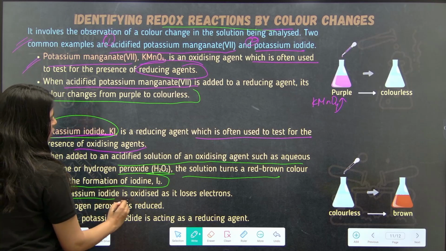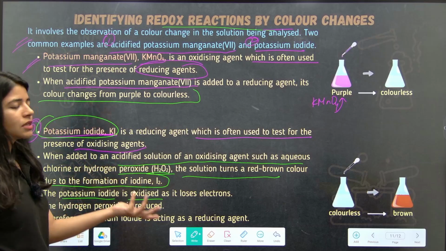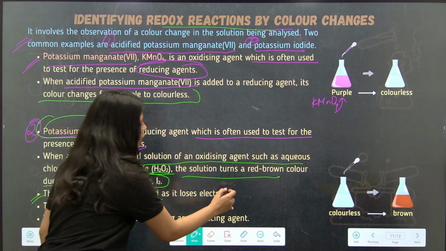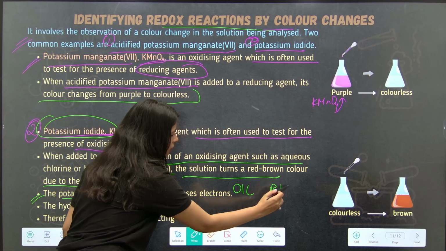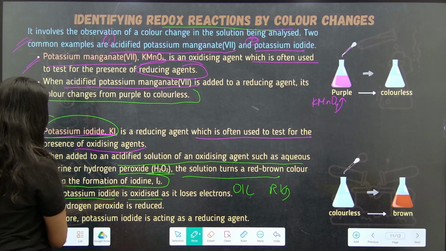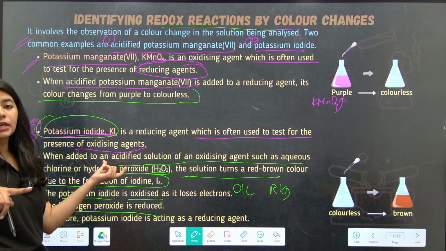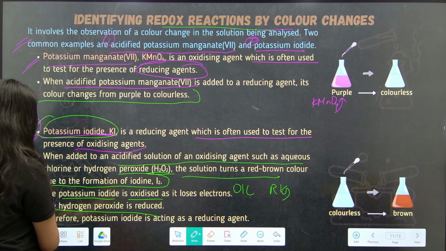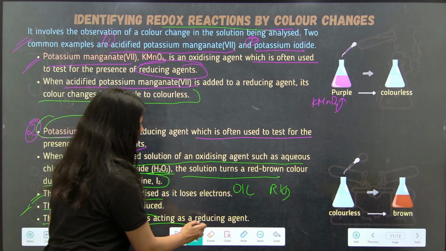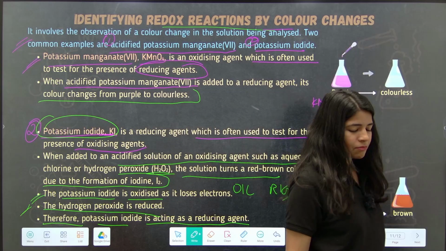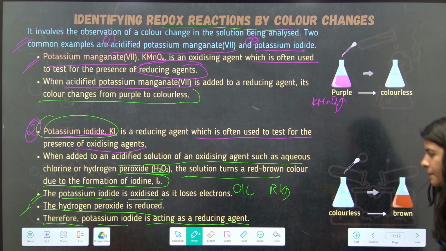The potassium iodide is oxidized as it loses electrons. What is oxidation? OIL RIG. Okay. Next, the hydrogen peroxide is reduced. But what was hydrogen peroxide? It was an oxidizing agent. So the opposite happens. Therefore, potassium iodide is acting as a reducing agent. So this is important. Please make notes of it.